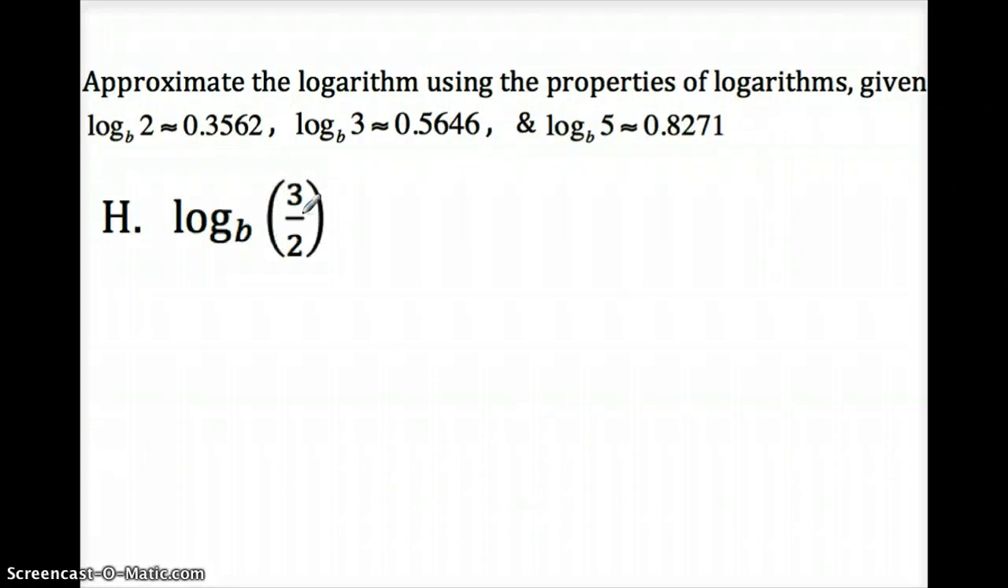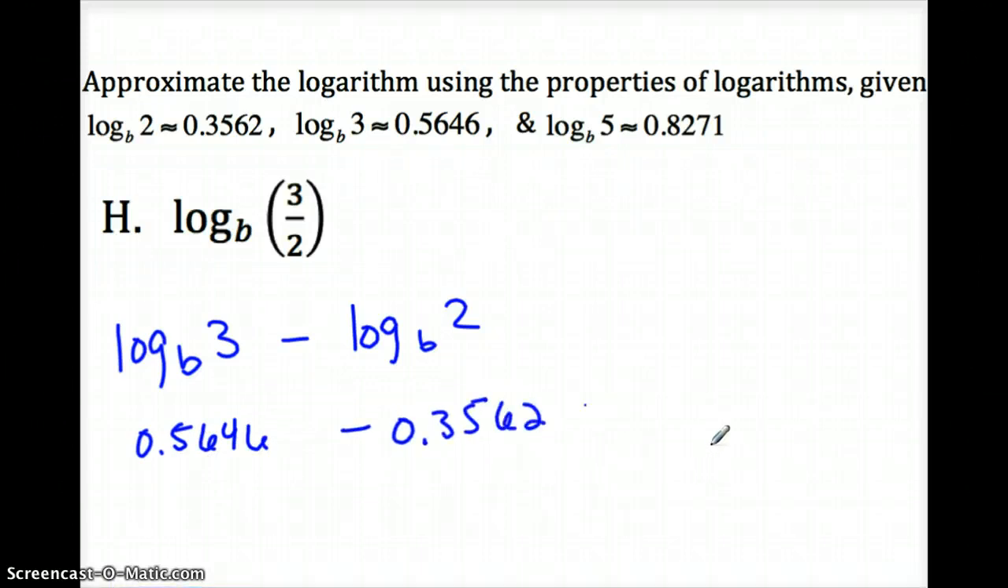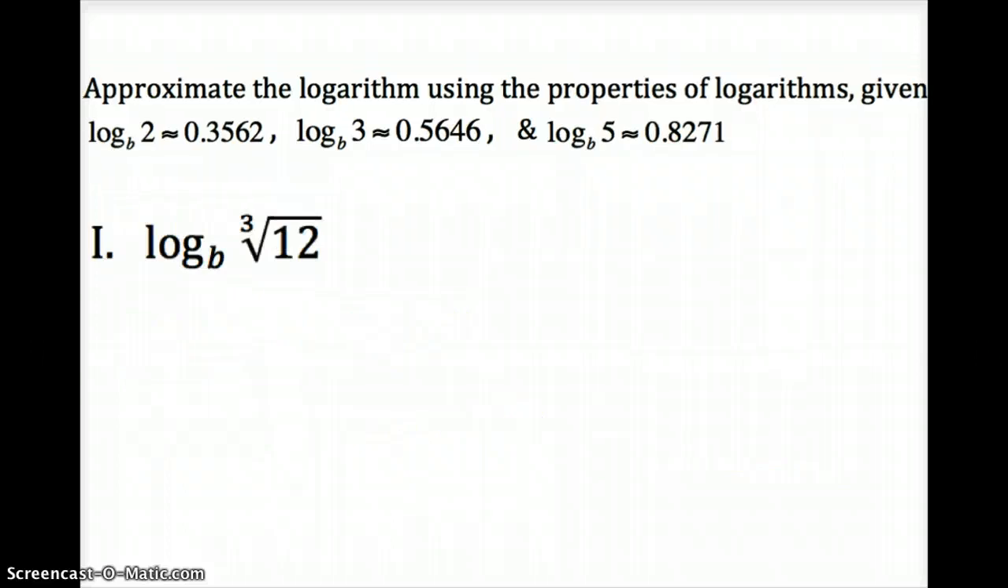Okay, here I have the 3 and the 2, but I have it as a fraction, 3/2. But that's no biggie. I know that to break up division, I just need to subtract log b3 minus log b2. Okay, so then I would take the decimal 0.5646 and minus 0.3562. And I'll leave you the subtraction just because I'm running short on time. Make sure you type that in your calculator, and no big deal whatsoever. Shouldn't be too hard.